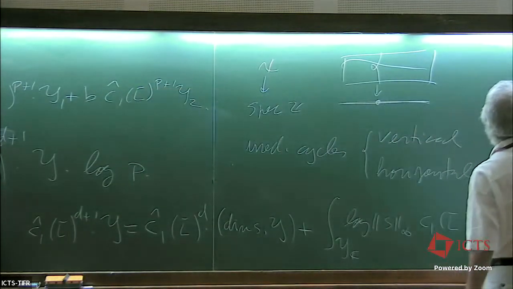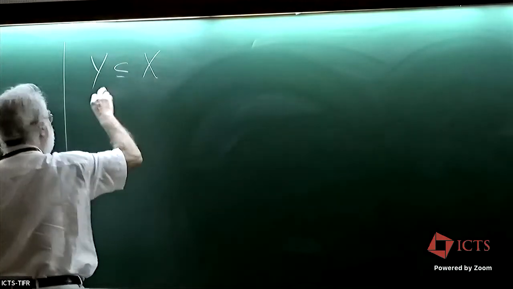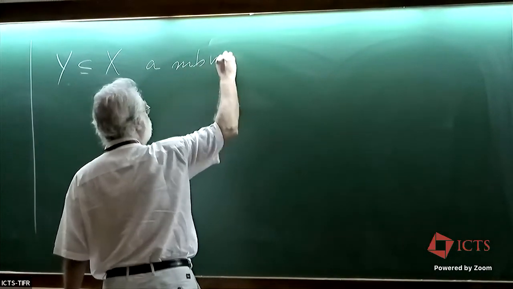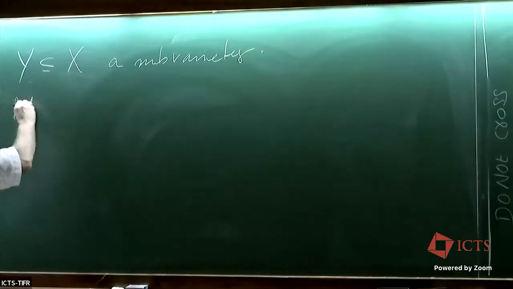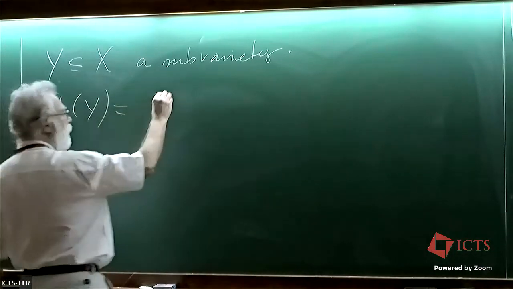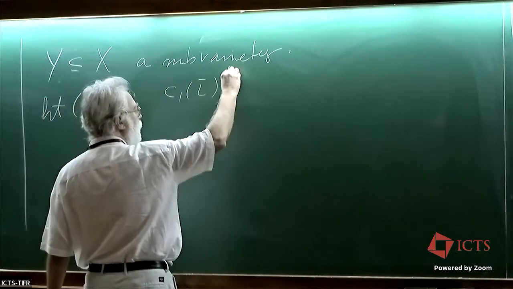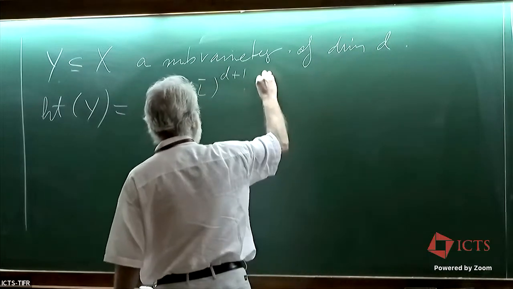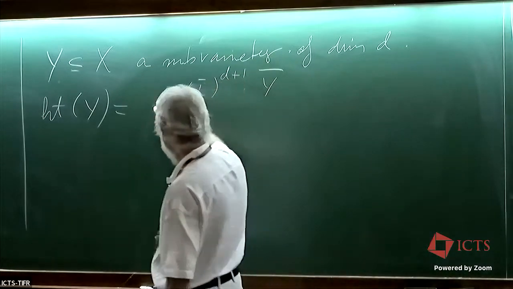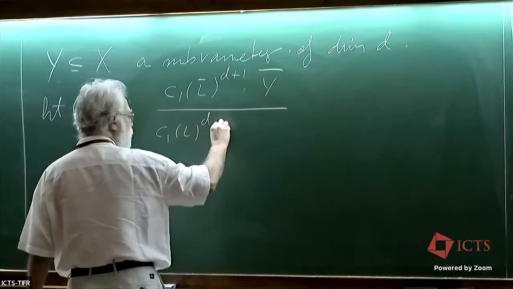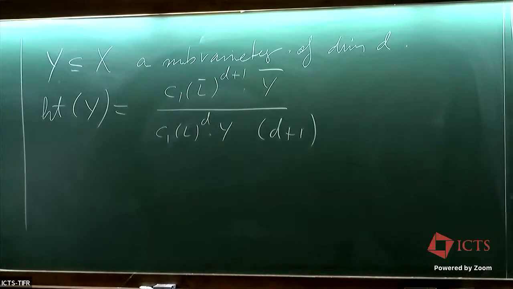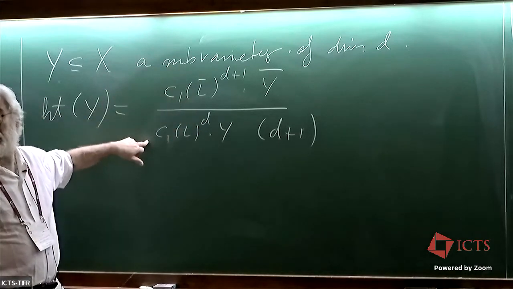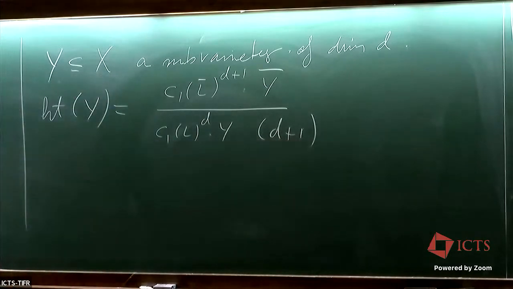And now finally, if I have Y inside X, so now this is a subvariety of the generic fiber, then we define the height of the variety Y as C1 of L bar to the D plus one times Y bar, where Y bar is the closure in the model and Y has dimension D, divided by the degree, C1 of L to the D times Y, with dimension plus one. So the height is defined as this extended intersection product on the model divided by the geometric degree, and D plus one. This is just a normalization.